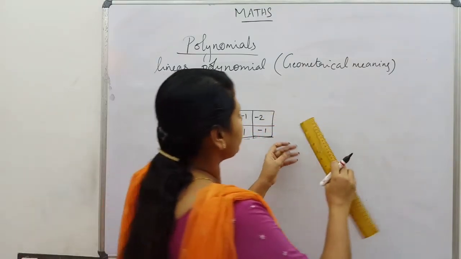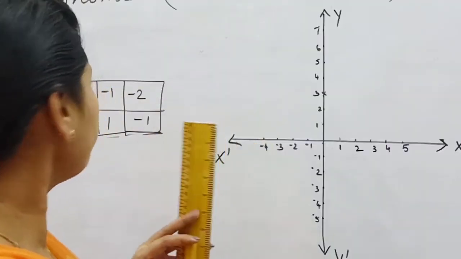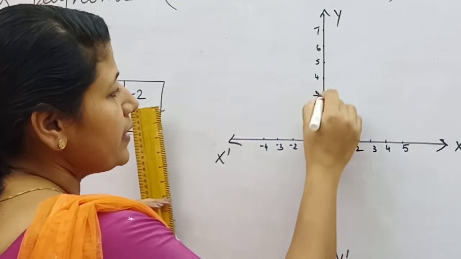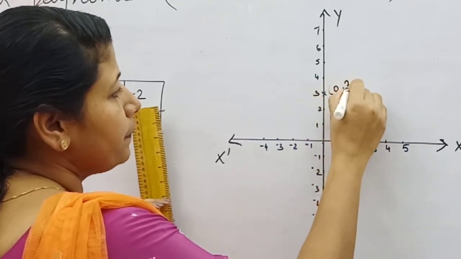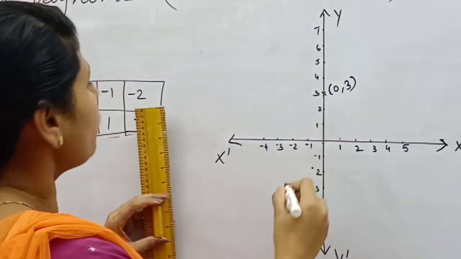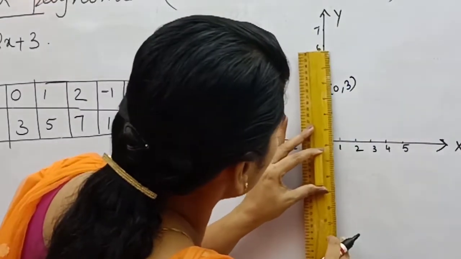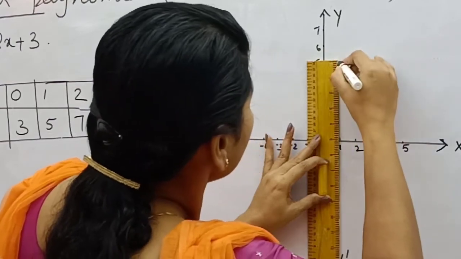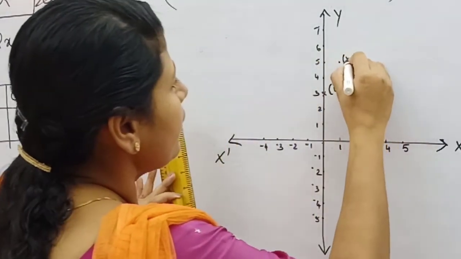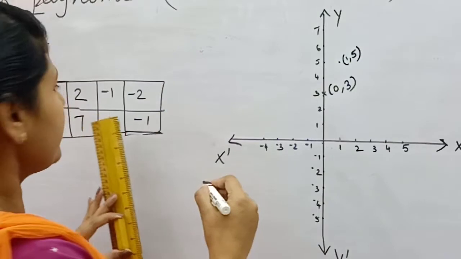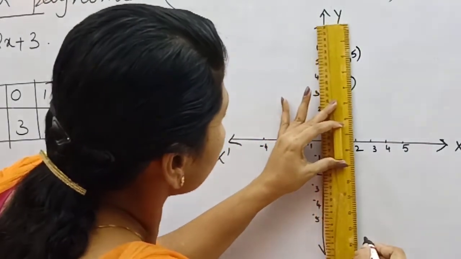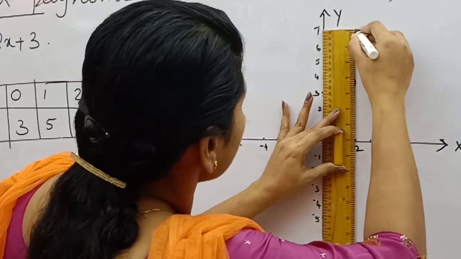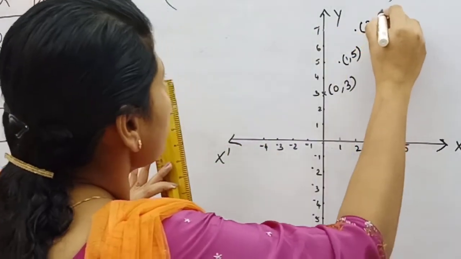So I am going to draw a graph. Here is your graph. We are going to plot the points in this graph. First point is 0, 3. This is your 0, 3. Then next is 1, 5. So this will be your 1, 5. Then next 2, 7. You are going to plot this 2, 7, here just like this.